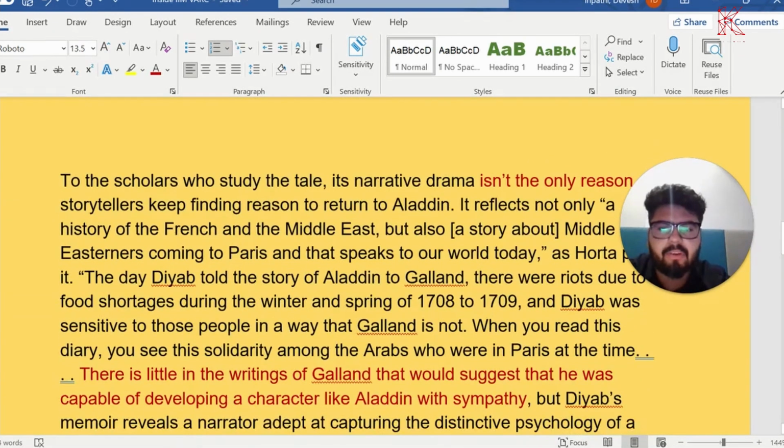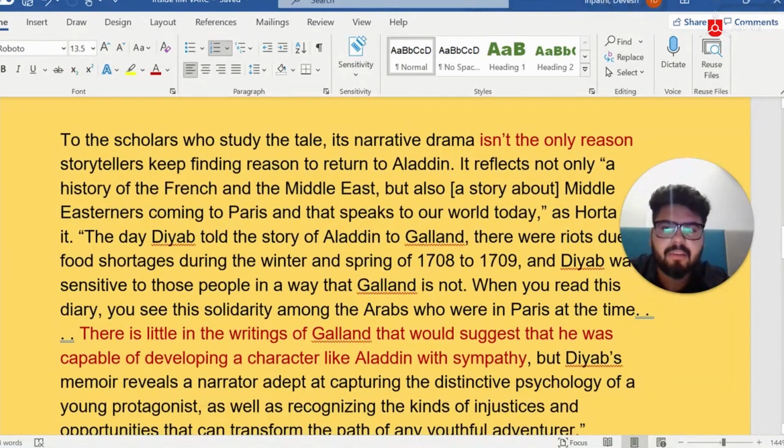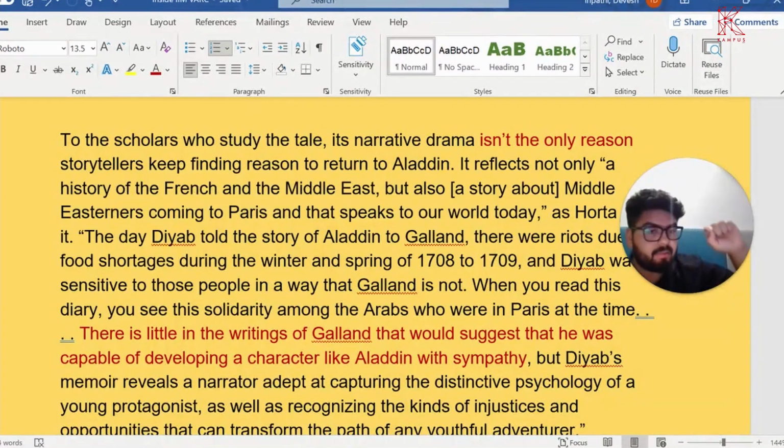Now see, to the scholars who study the tale, its narrative drama isn't the only reason. Storytellers keep finding reasons to return to Aladdin. It reflects not only a history of France and the Middle East, but also a story about Middle Easterners coming to Paris, and that speaks to our world today. So it's not only about the story plot, not only about the history of France, not only about the history of the Middle East, but also about something that speaks to our world today.